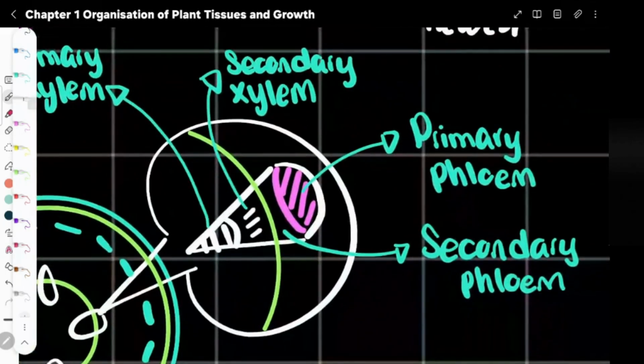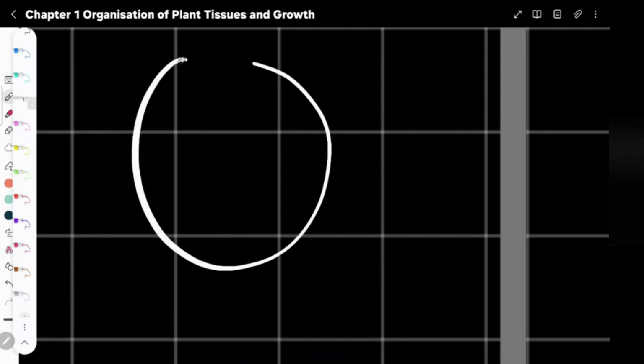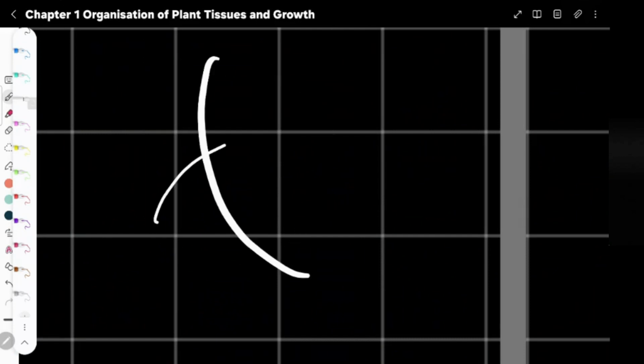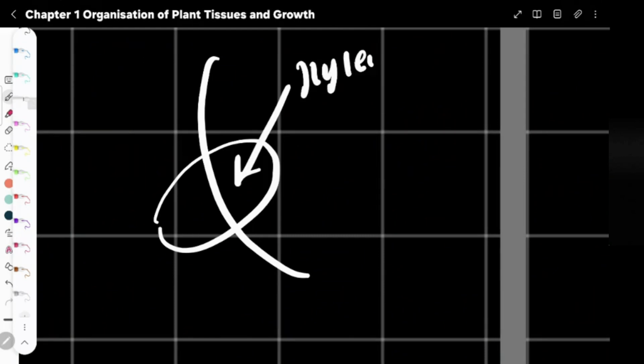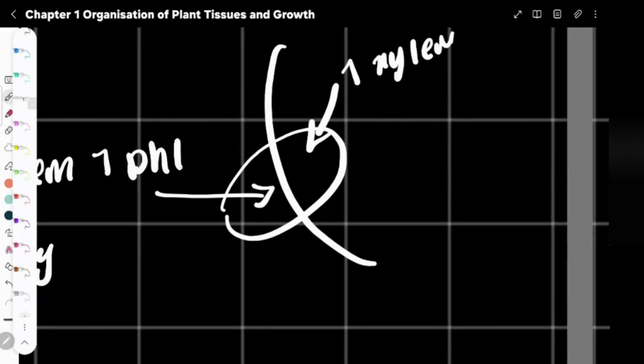If you were to see this, you have this thing here, and then there's this thing here. What is this thing here? This is xylem. But what xylem is this? This xylem is actually the primary. I'm just going to write one as the primary. That is the primary xylem. So far, simple. I'm not adding the secondary. This one is the primary phloem.